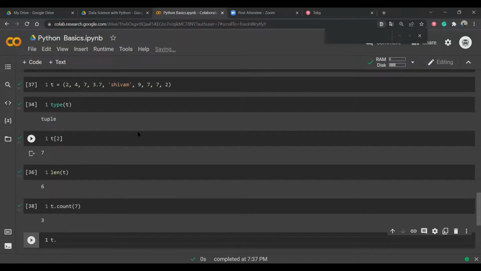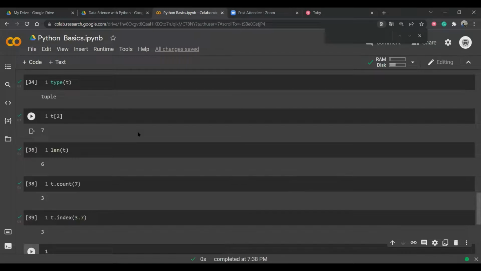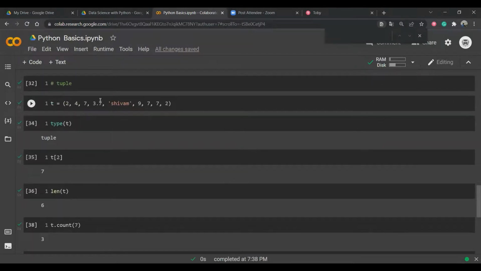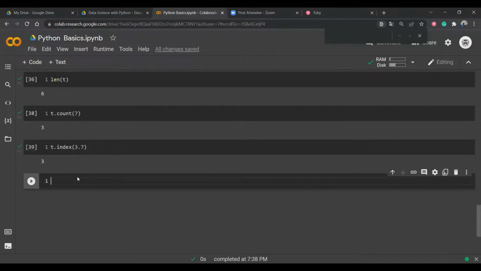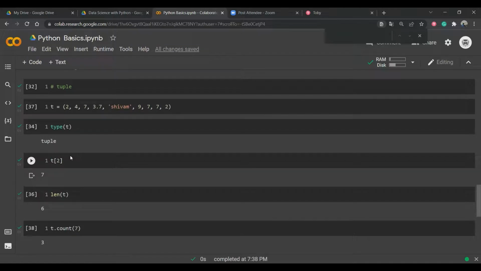Similarly, if I want to get the index of any particular element, suppose 3.7, you will get it. So 3.7 is present at the third index value. This is a built-in function associated with the tuple. And here you only need to remember the concept of a tuple: a tuple is a collection of heterogeneous elements inside a parenthesis. That is what we call a tuple.